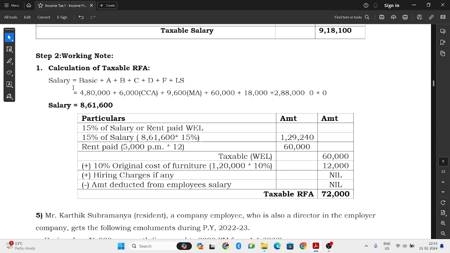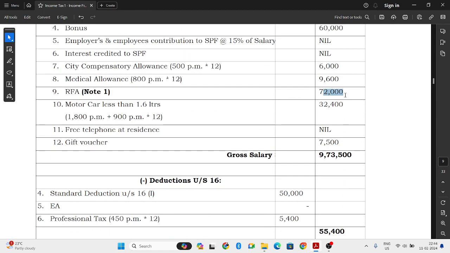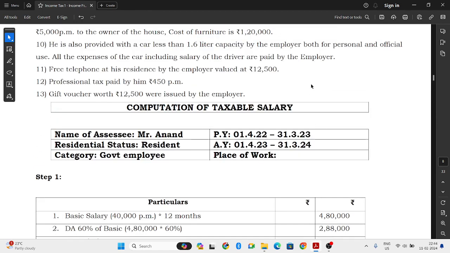Again, you have an addition. They have purchased the furniture, so 10% of the original cost will be added. The value of furniture is 1,20,000, so only 10% of that will be added. That is 12,000. There are no hiring charges and no amount has been deducted from the employee's salary, so both will be nil. 60,000 plus 12,000 will be 72,000. So the taxable RFA is 72,000. I'll write it over here.